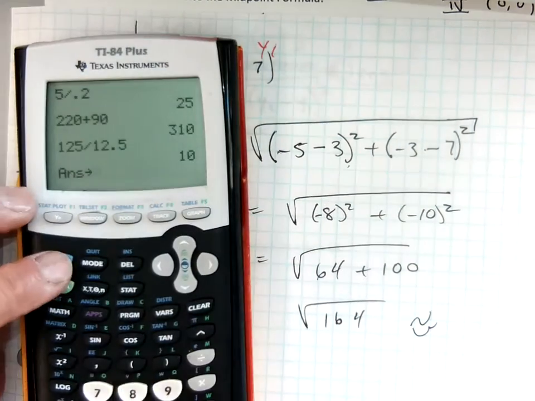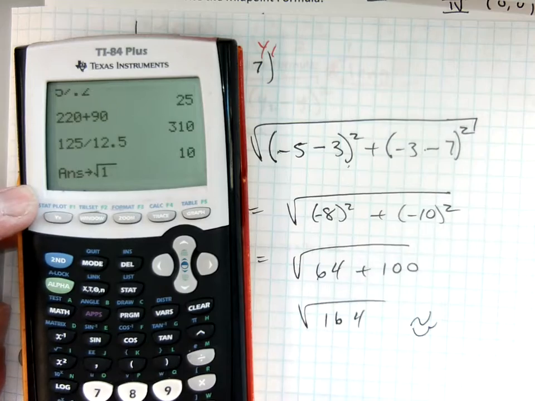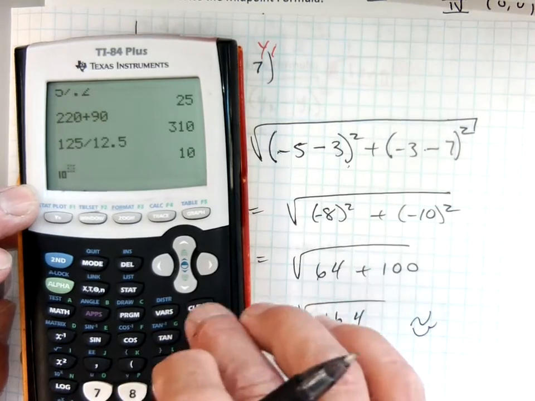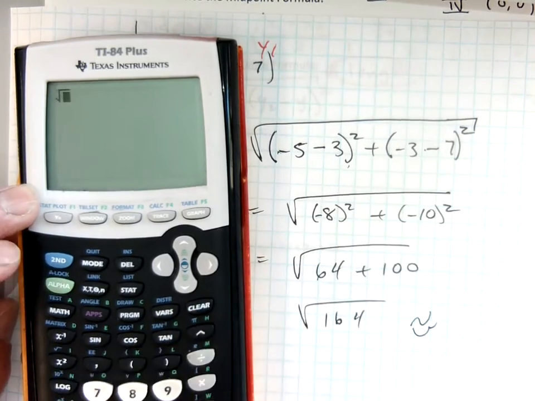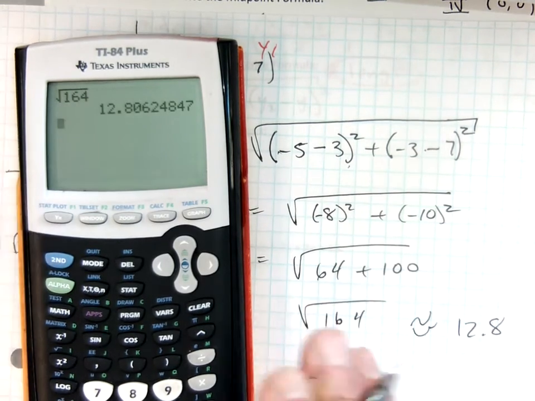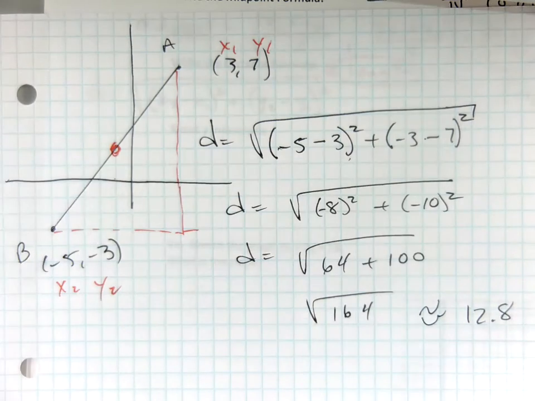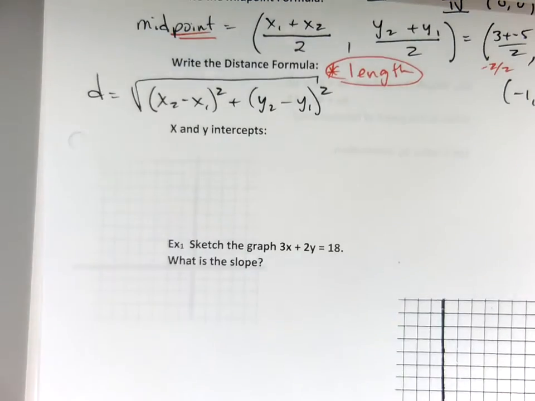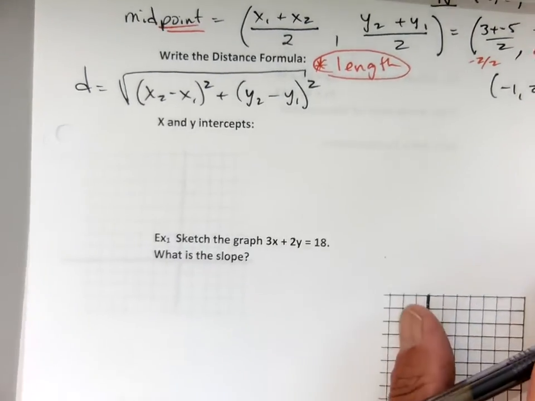Let's see what the square root of 164 is. Clear, clear, square root. Square root of 164, about 12.8. Okay, how's that? Thumbs up? Okay, not too bad. Okay, now, x and y intercepts, okay?